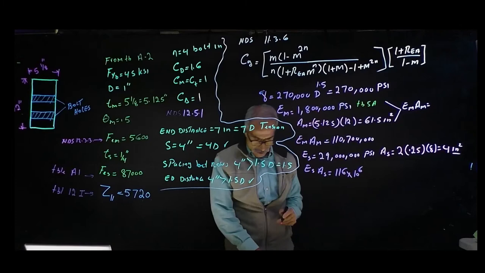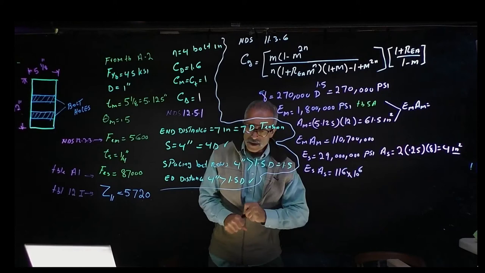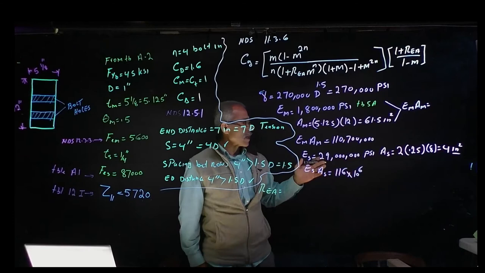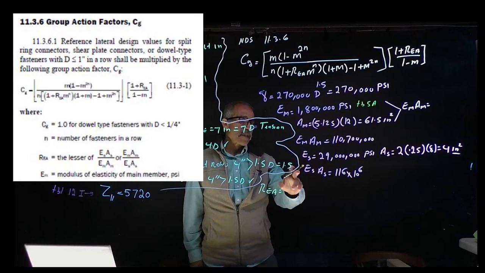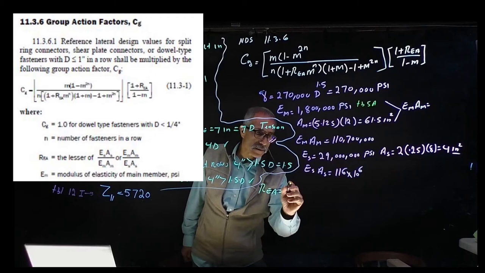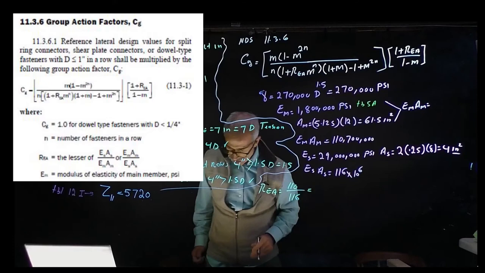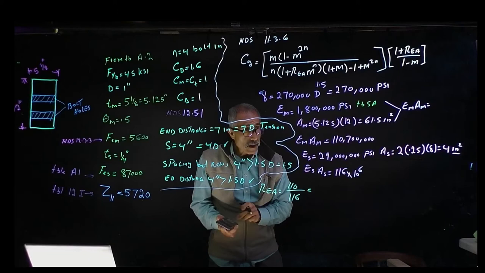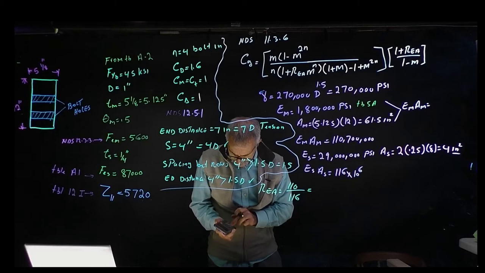The next thing we're going to do is find REA. REA is basically the lesser of ES AS divided by EM AM, or EM AM in our case, because our ES AS is bigger. So the lesser value would be this divided by that. So it'd be 110 million divided by 116 million. The millions cancel each other out, and that should come out to 0.94.